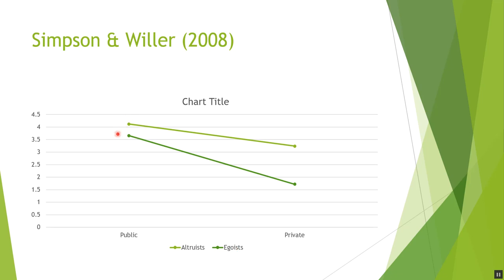Egoists in public will share about $3.60. But then look what happens when it's done in private. Both the altruists and the egoists share less money in private, because it's in private, so they can be selfish and not be ashamed. But again, there's only maybe an 80 cents difference here. There's over a dollar difference, almost $2 difference here. So something about doing this in private is increasing the spread between altruists and egoists.